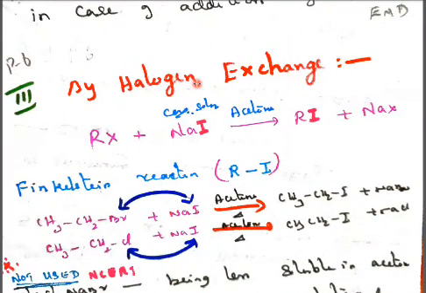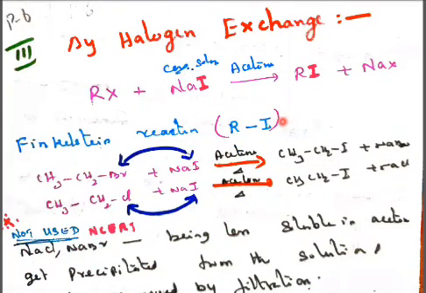By halogen exchange, we prepare alkyl halides: R-X is taken with a concentrated sodium iodide solution. The medium is acetone. Acetone is taken as the solvent: RX plus NaI gives RI plus NaX. NaX will be removed, so we get the alkyl iodide. Especially, the name is the Finkelstein reaction.